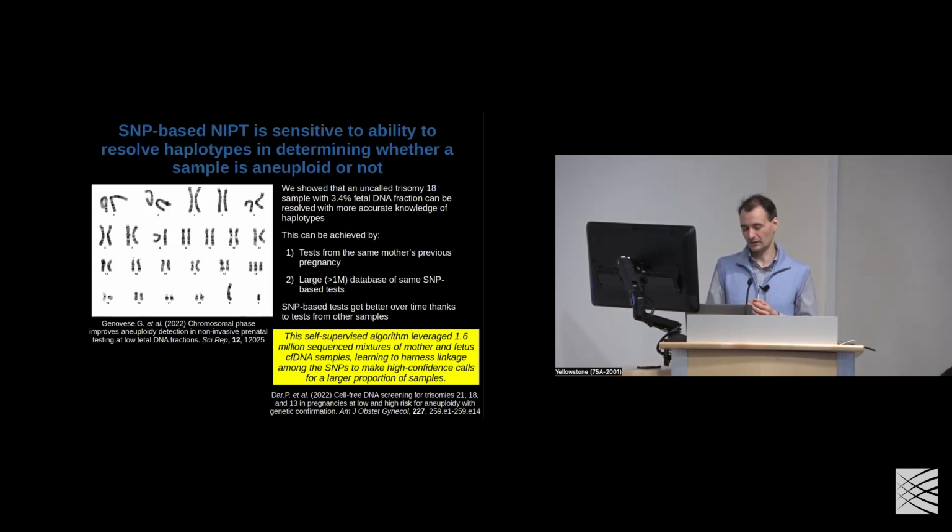We wrote a scientific report on one single trisomic case where the sample was uncalled by the commercial company. We were able to get the data from the company, and we were able to show that there are ways to improve the accuracy of the test by including what I call haplotype information or linkage information. And there are two ways to practically do that.